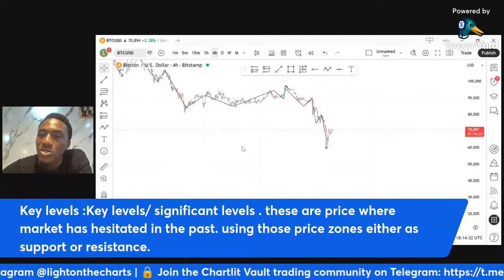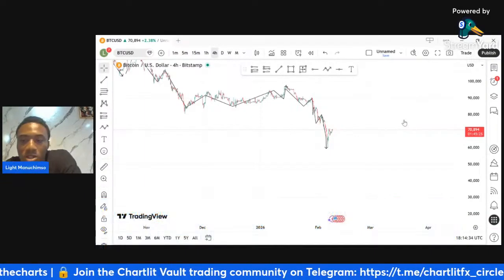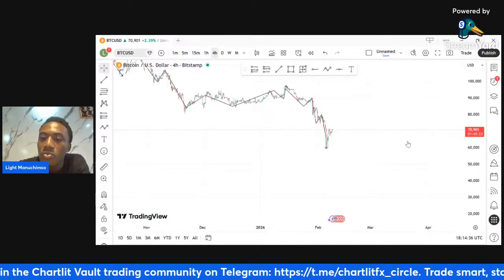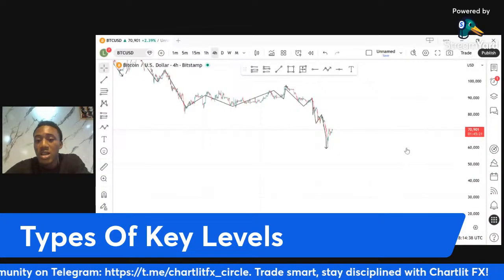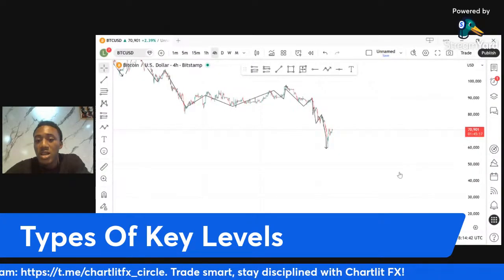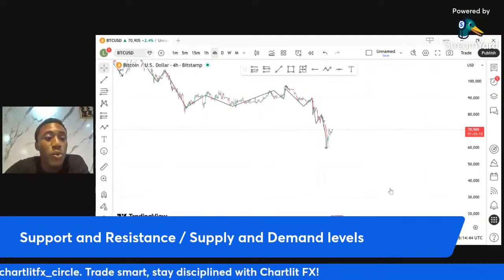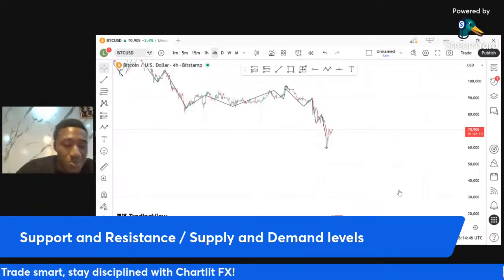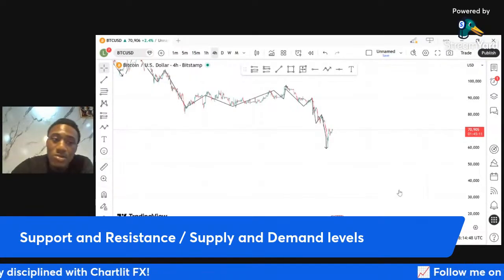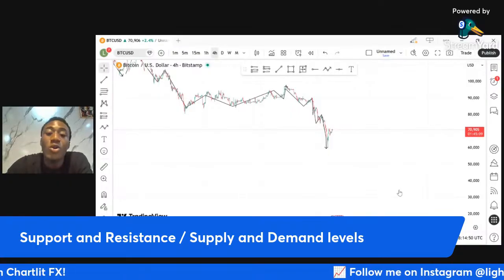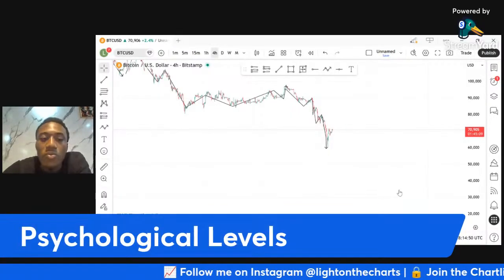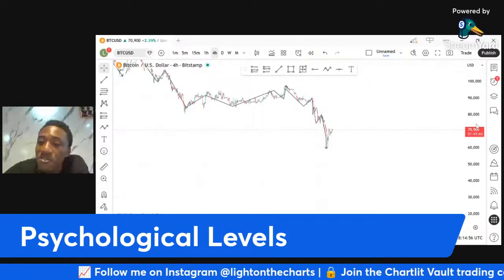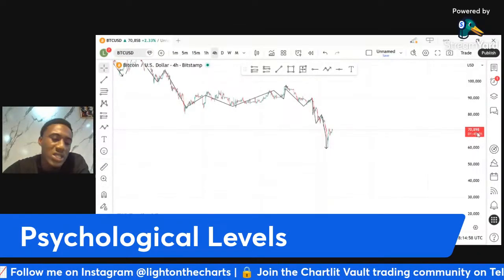Now, let's get to the chart so that we get to explain. Before we go to the chart, we have different types of key levels. We have support and resistance, or supply and demand levels. They're basically the same thing. We also have psychological levels. What are psychological levels?